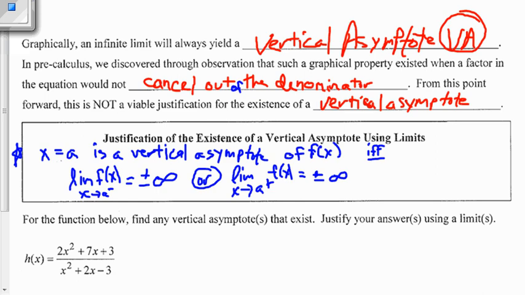So now for justification of the existence of a vertical asymptote using limits: x equals a is a vertical asymptote of f of x if and only if, that's what the IFF stands for, if and only if the limit of f of x as x approaches a from the left equals plus or minus infinity, or the limit as x approaches a from the right of the function equals plus or minus infinity.